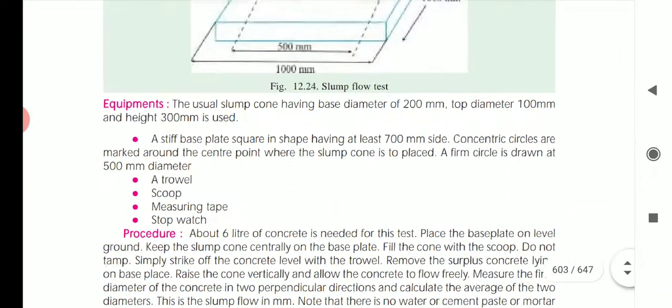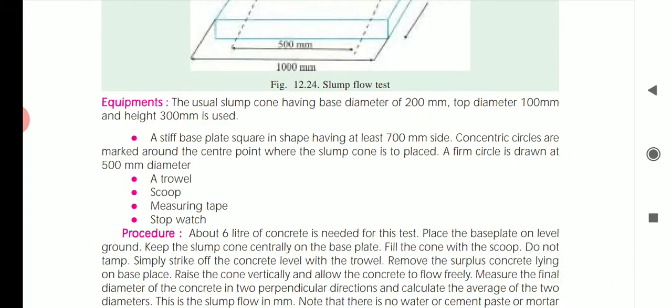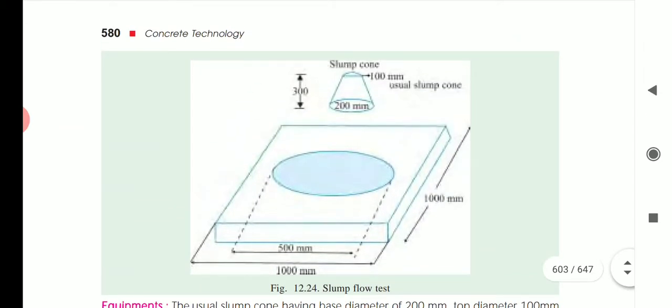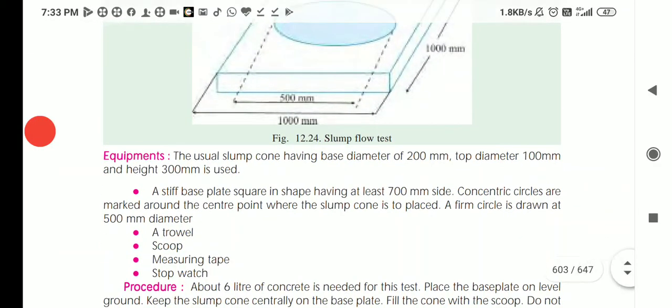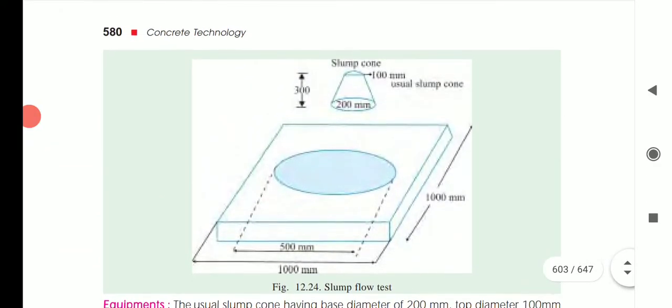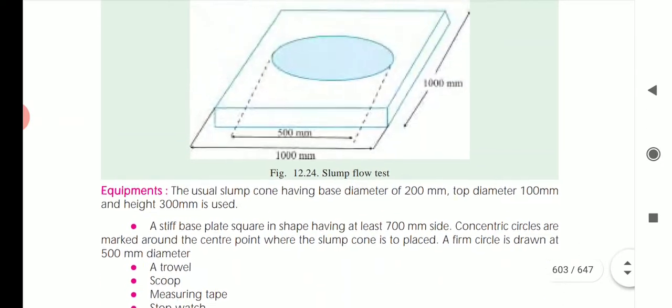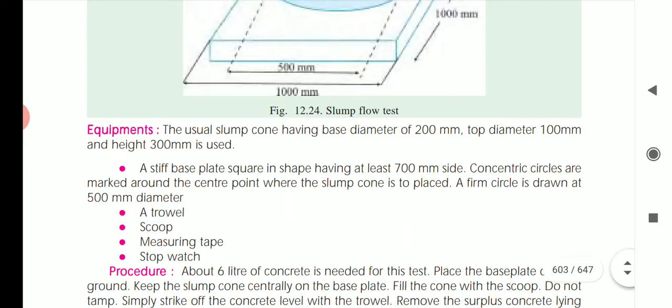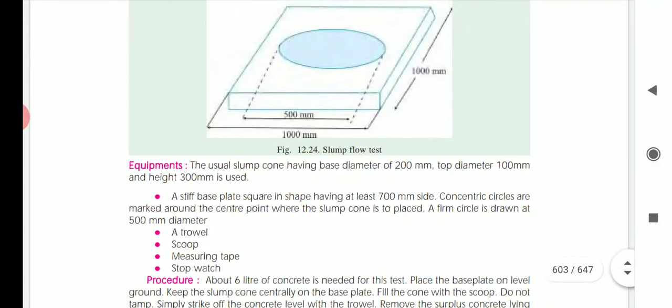Okay, the equipment required for this test is the slump cone, having a base diameter of 200 mm, a top diameter of 100 mm, and a height of 300 mm. A stiff base plate, square in shape, having at least 700 mm side is used, and concentric circles are made around the center point where the slump cone is placed. A firm circle is drawn at a 500 mm diameter.